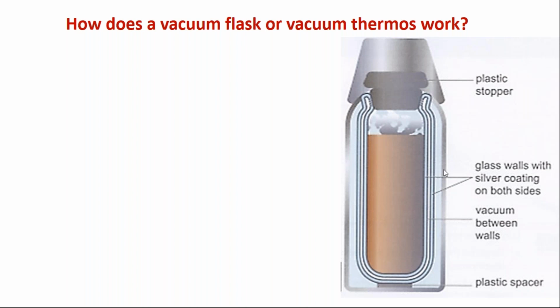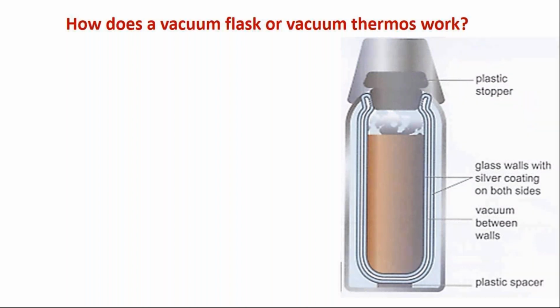First of all, let's get started with the plastic stopper. The plastic stopper is placed on the top of the vacuum thermos because it prevents convection. It prevents transfer of heat energy by convection, because if we pour hot water inside, the particles which have higher kinetic energy want to escape from the liquid, and they will evaporate and become gas. So this prevents these particles from escaping from the vacuum thermos.